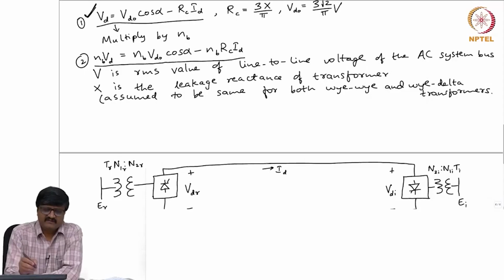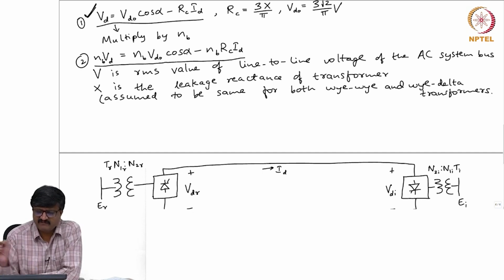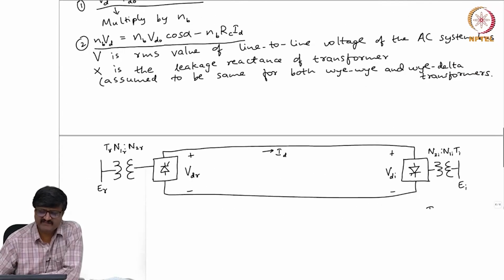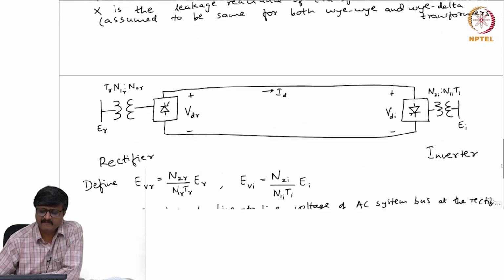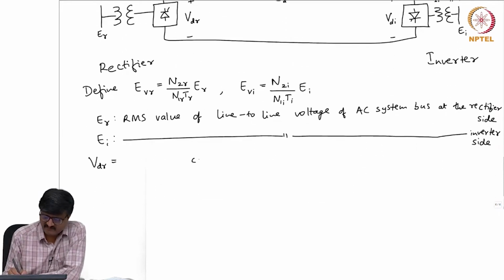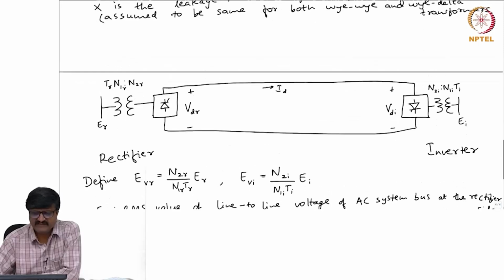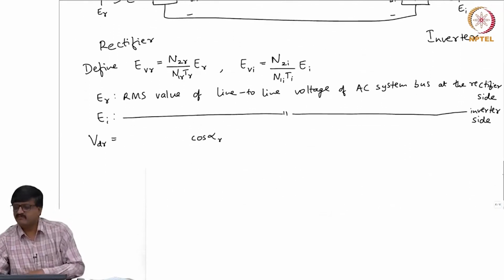Say I take equation number 2, NBVD is equal to NB VDO cos alpha, first term. Let me take one term at a time. NBVD is VDR, that I have already written. Now, the first term on the right hand side is NB VDO cos alpha. Let me write cos alpha first, one of the factors. Again, to differentiate between the alpha of the rectifier and inverter, I add a subscript R, alpha R.